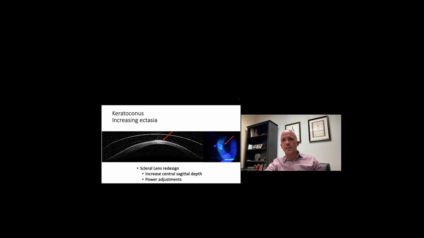Really fixing this is easy. Not much else has changed. You just call the lab and have them add an extra 200 to 300 microns onto the vault, and that will typically fix it. But then again, secondarily, we have to explore, okay, is this patient getting worse, and do they potentially need cross-linking? And that's a segue to cross-linking.